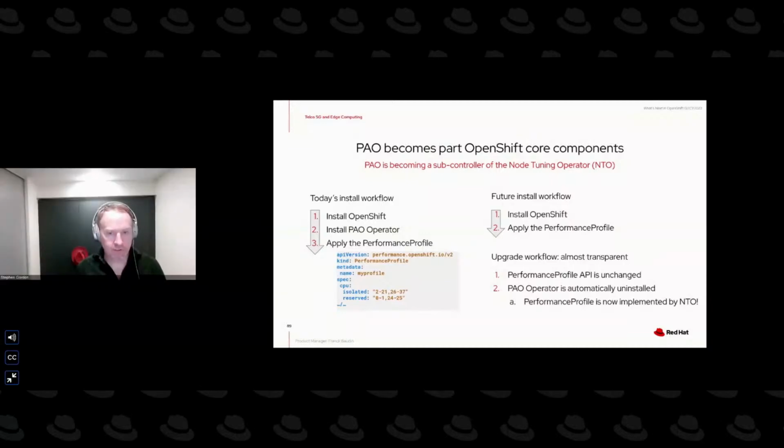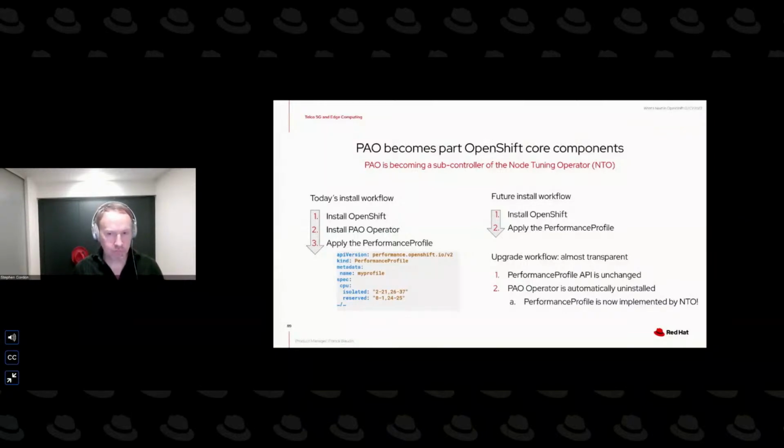So the performance add-on operator was something we introduced to help with tuning of OpenShift nodes, specifically for 5G RAN applications. In the 4.11 release, we have taken the step of actually merging that into the OpenShift core. So in today's workflow, you would install OpenShift, install the PAO operator, and then apply the performance profile that you wanted. In this new installation workflow, you'd actually just install OpenShift. It's already there as part of the operators we have in the cluster version operator, so you can just straight away apply your performance profile.